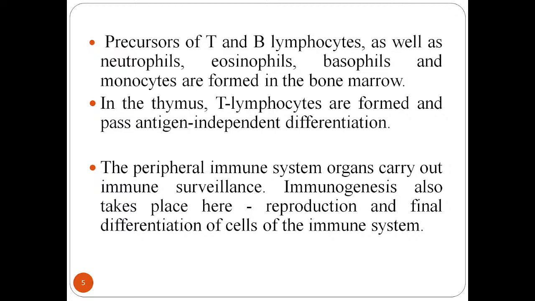About function. Precursors of T and B lymphocytes, as well as neutrophils, eosinophils, basophils, and monocytes, are formed in the bone marrow. In the thymus, T lymphocytes are formed and pass antigen-independent differentiation.